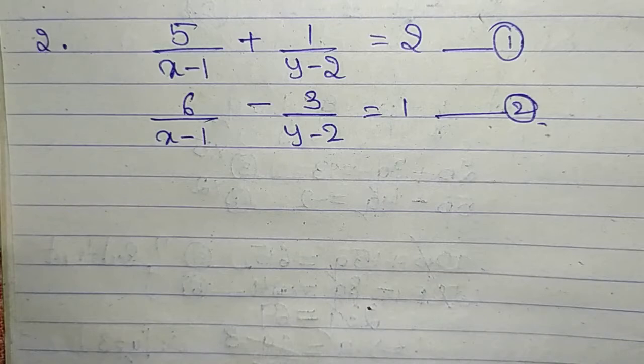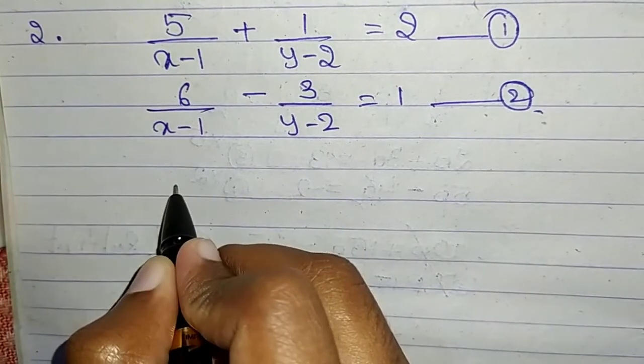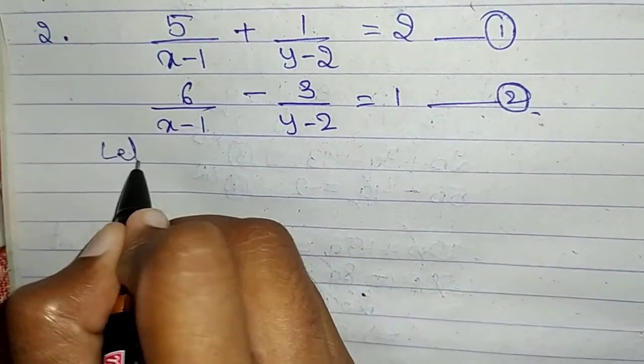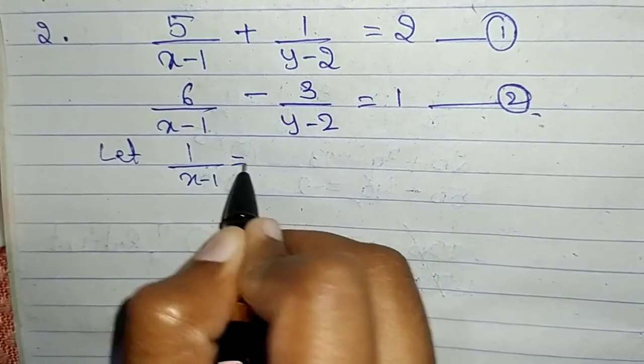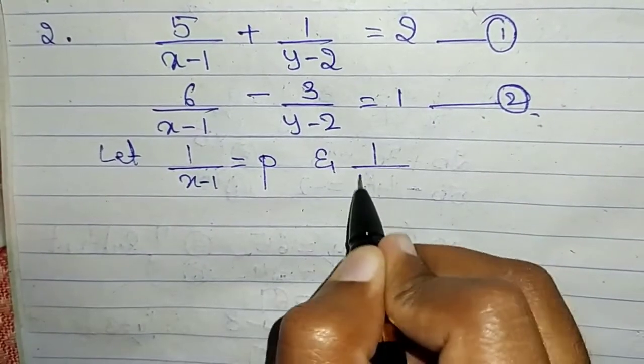5 by x minus 1 plus 1 by y minus 2 is equal to 2. 6 by x minus 1 minus 3 by y minus 2 is equal to 1. So following the steps which we used in the previous example, that is substituting 1 by x by p and 1 by y by q, here we are going to substitute 1 by x minus 1 by p because 1 by x minus 1 is in the denominator, whereas 1 by y minus 2 by q because it is in the denominator.